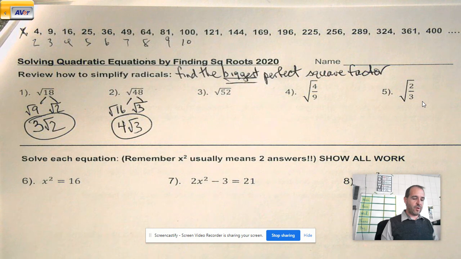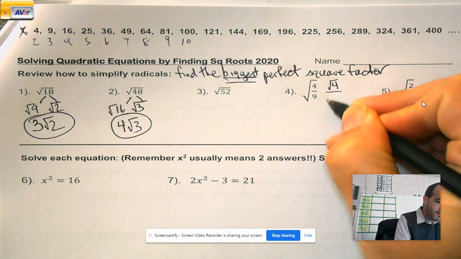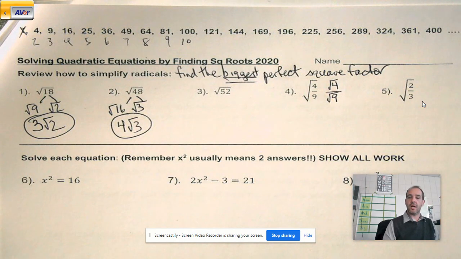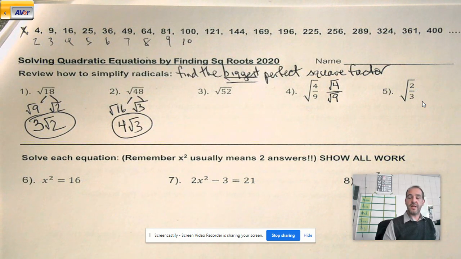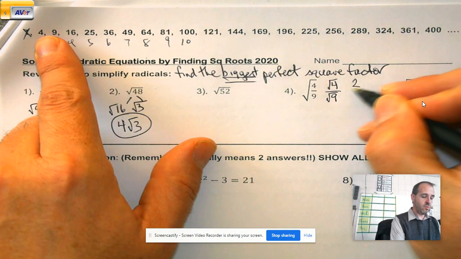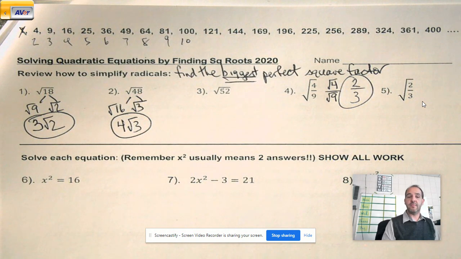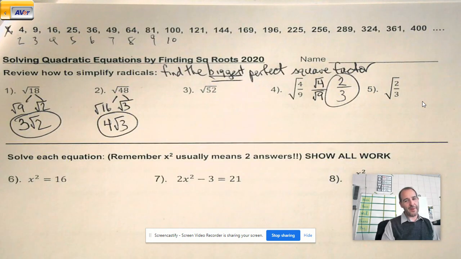You're like, ooh, fraction, what do I do? Treat it just like you would if it was 2 separate numbers there. And check out the 2 numbers. Square root of 4 is 2. Square root of 9 is 3. Sometimes it's going to be that simple. Okay? Now, sometimes it's not going to be.